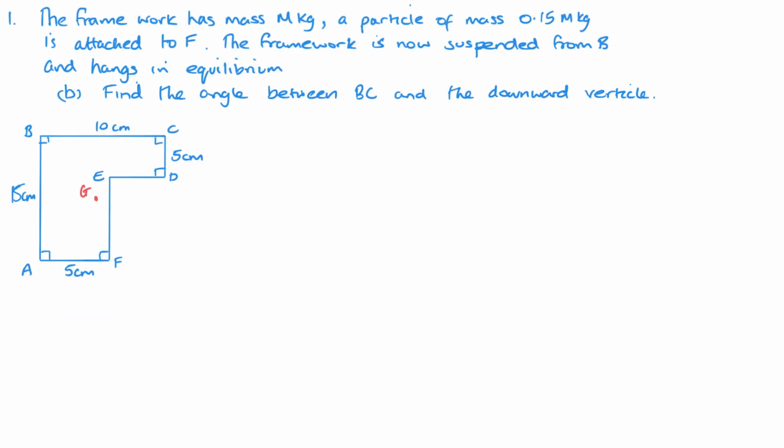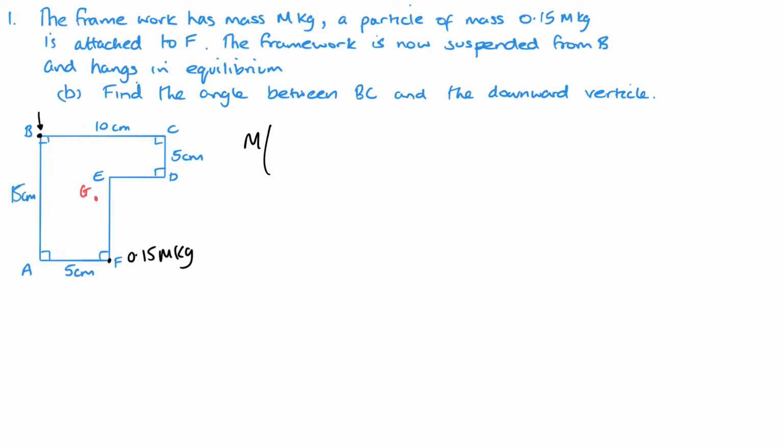Now, we've got the same framework here. Mass M, it's got a particle of 0.15 attached to F. So we've got 0.15 kilograms there, and it's going to be suspended about point B, and it's going to hang in equilibrium. So the first thing we want to do is find our new center of mass.